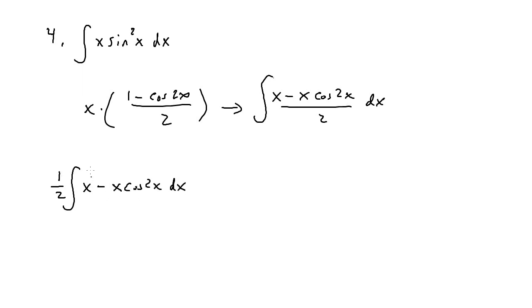Now the integral of x is obviously just going to be x squared over 2. 1/2 is a constant, so 1/2 times x squared over 2. And then minus, now we have the integral of x times cosine of 2x. So if I go ahead and rewrite that separately, integral of x cosine of 2x dx.